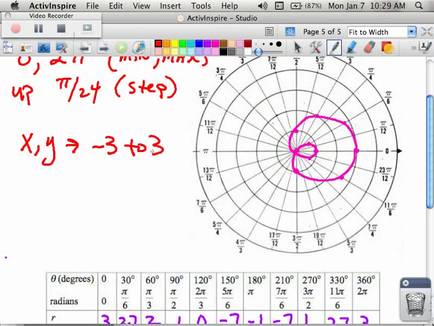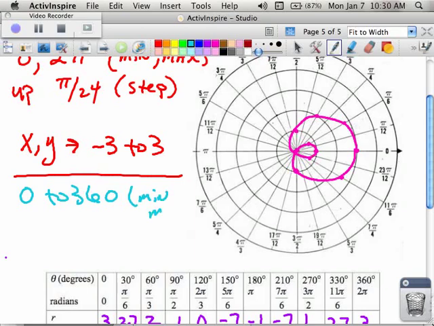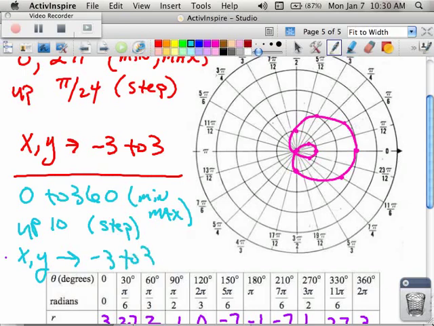If you were using radians, we talked about what we'd use, but we just got done with degrees. So in degrees, we went from 0 to 360. This was your min and max. We were going up by 10 degrees. You could probably even go up by 1. It would just draw it slower. So this is your step that you're going up by. And then your window, your x and your y's wouldn't change. You'd go from -3 to 3 still, because that's talking about what you see in your window, like how far out on this graph do you want to see it.